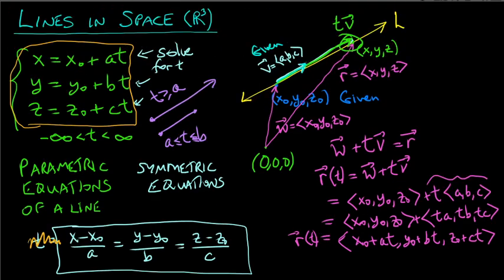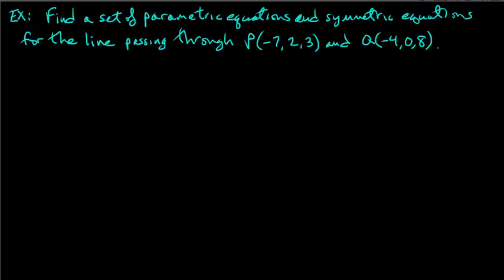So I think we're ready for our first example. We want to find a set of parametric equations, and while we're at it, symmetric equations, for the line passing through two given points. It only takes 2 points, say P and Q, to determine a line that passes through them. And these are the coordinates of each point.